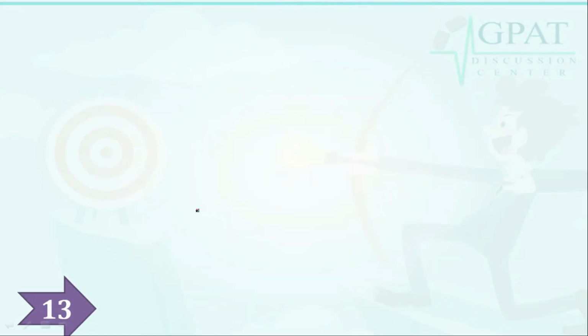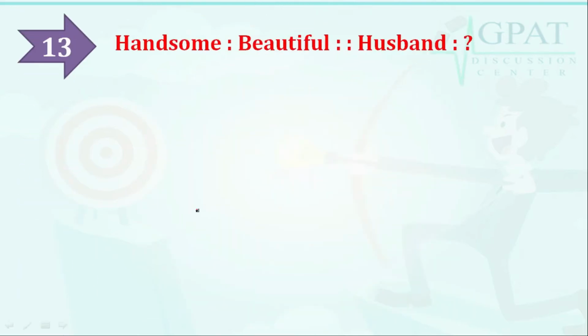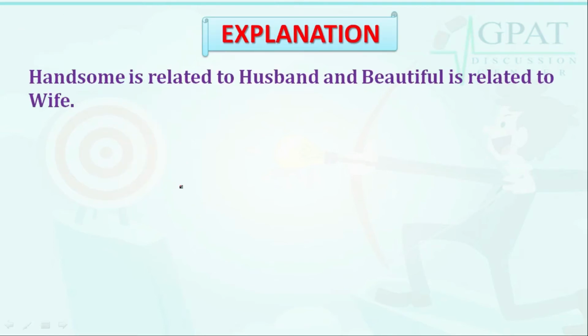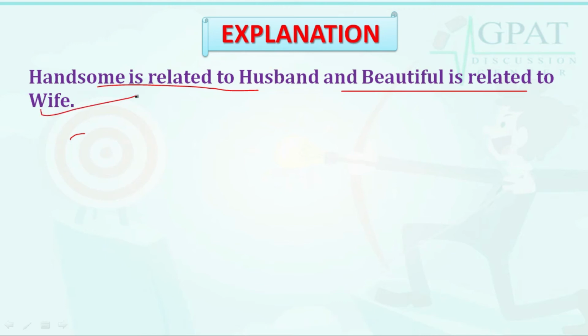Let's discuss another question: handsome is to beautiful as husband is to. Option A is woman, option B is wife, option C is girl, option D is she. So handsome beautiful, husband resembles a wife. Here is a single-line explanation: handsome is related to the husband, whereas beautiful is related to the wife. So wife is the answer.